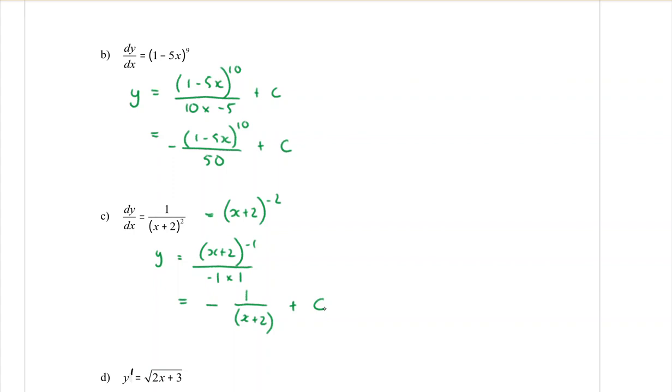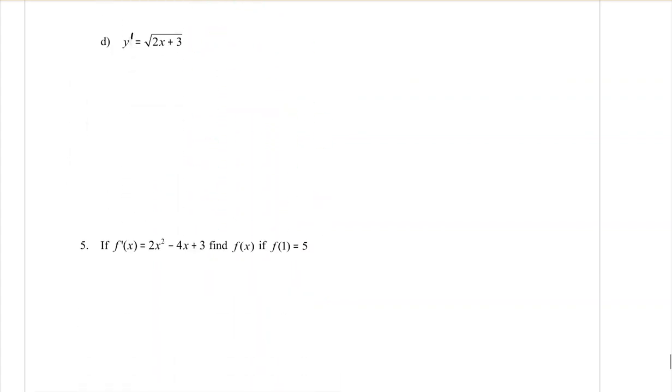Okay. Part D. Surds. Okay, so now we're going to be combining a fractional power, but I'm going to need to put that in brackets as well, so it'll be 2x plus 3 to the power of a half. So we're combining fractional powers with our bracket. Primitive function will be y equals, keep the bracket, add 1 to the power, which will become 3 over 2, divide by that power, and add your c.